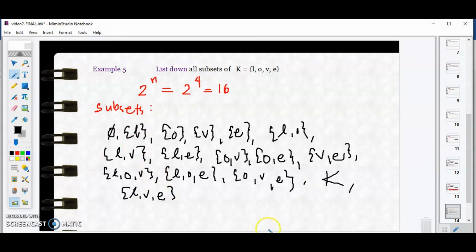16 na yan lahat. So, yan yung ating subsets. If we are going to enclose, para mas maging specific siya, enclose natin siya ng curly braces. Because it's a power set, we have here 2 raised to K. That's a power set of K. And there you have it.